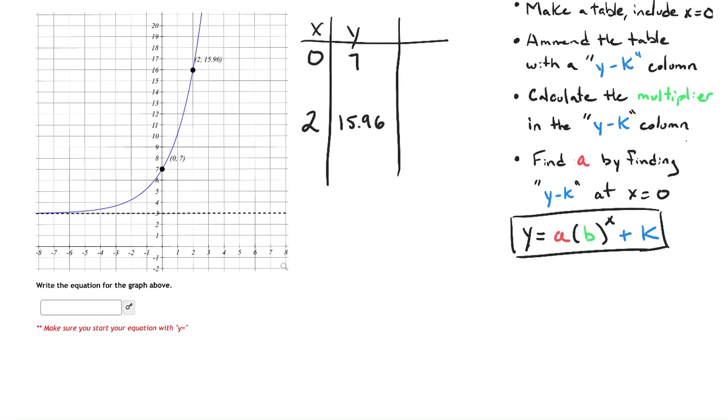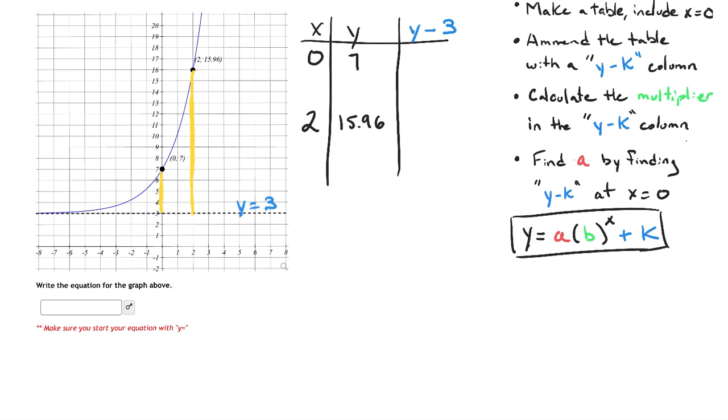So here we have our table of values. I've already put (0, 7) and (2, 15.96), but we need to pay attention to the fact that what you have is an asymptote at y equals 3. Right, so here we have that horizontal asymptote, so our amended column is going to be y minus 3, because if you recall, we want to know what this distance is from the asymptote to the curve.